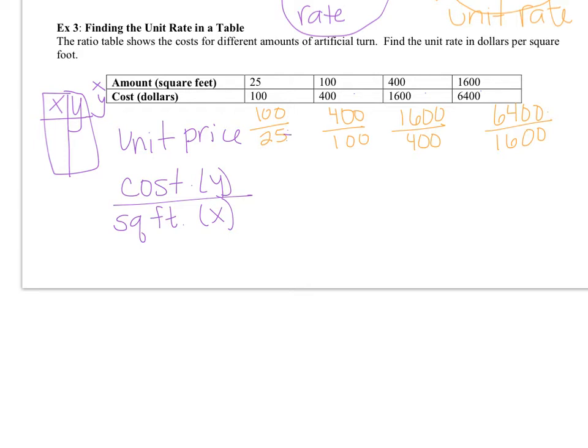To reduce this fraction, we divide by 25 because we want that denominator of 1. So we want 1 over 4. So for every $4, we got 1 square foot. That is our unit price right there. This one's easy to simplify. We just cross off those zeros by dividing by 100. Love doing that. And we get $4 gets us 1 square foot.